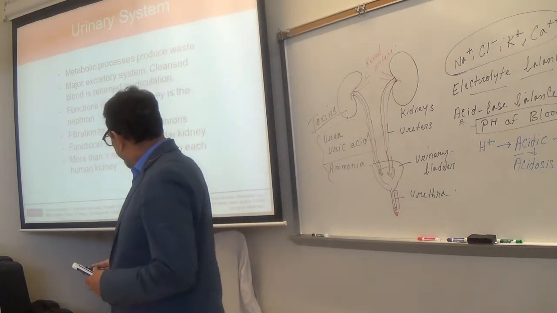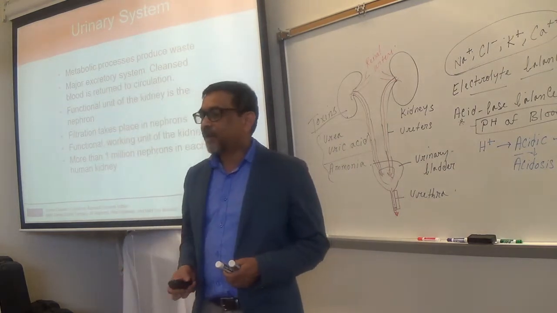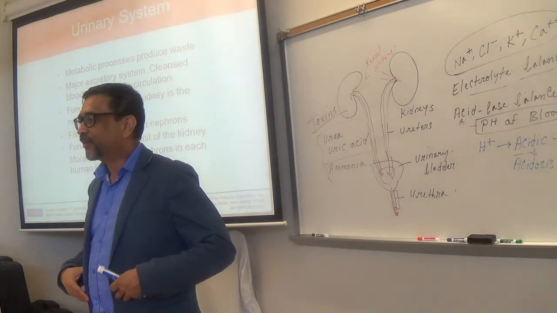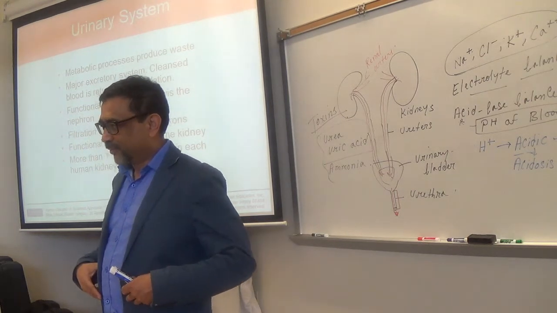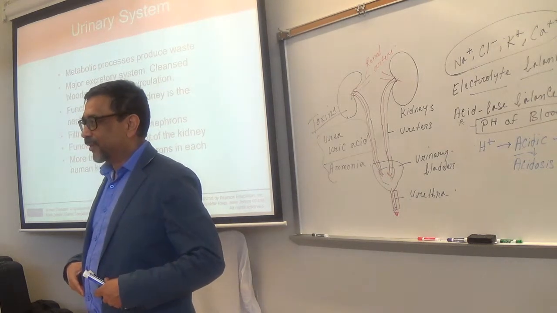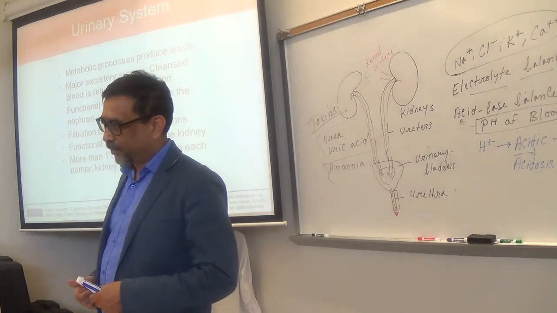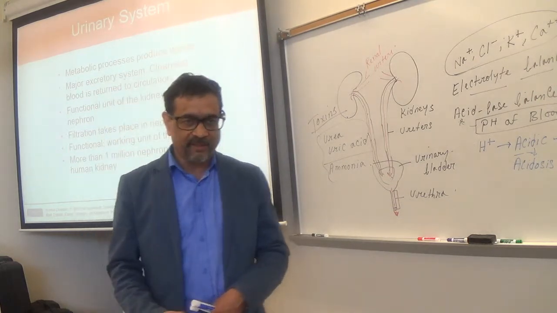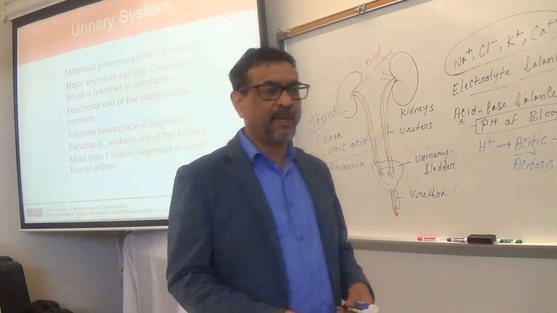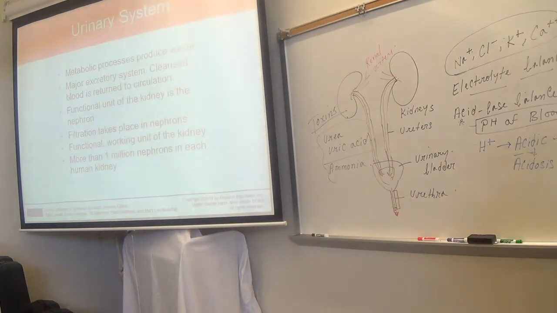Okay, so now you understand what will happen to blood pressure if someone has kidney failure? It goes up, right? Because blood volume will go up and blood pressure will go up, right? So hypertension, high blood pressure, is one common thing in kidney failure.